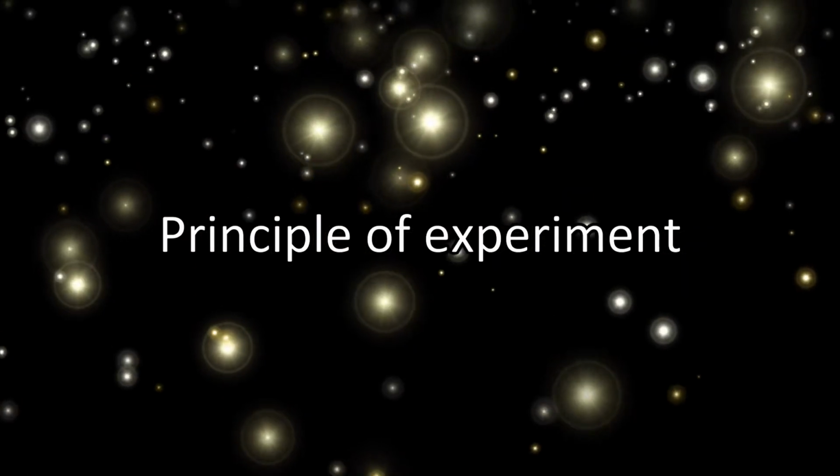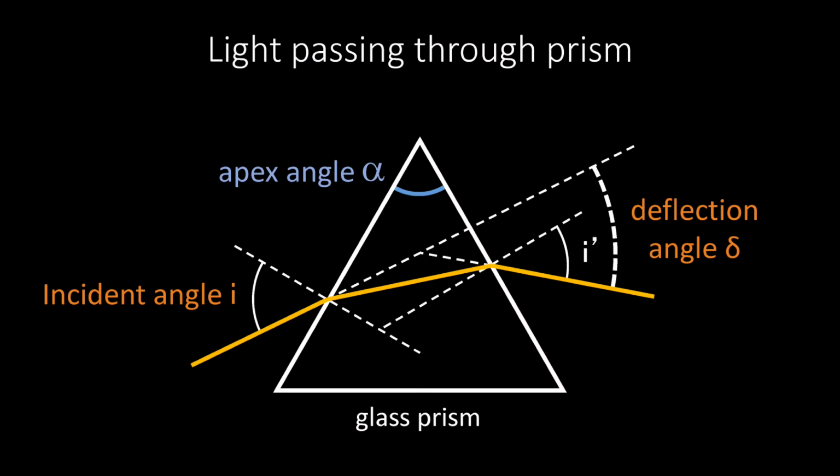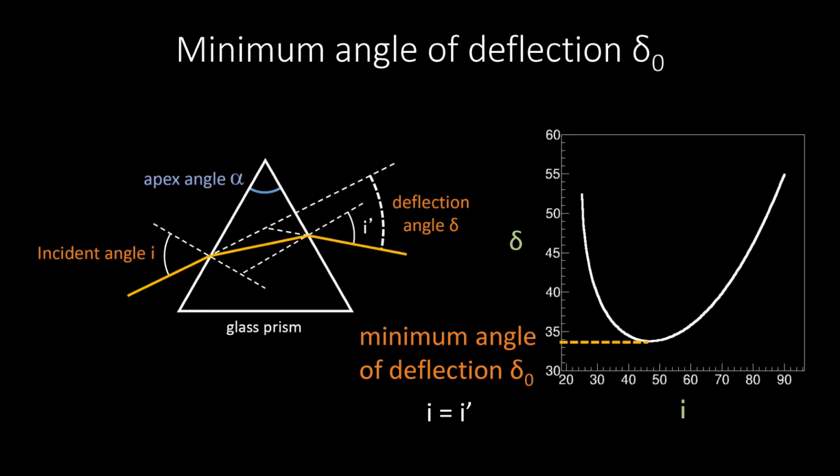First, let me explain the principle of the measurement. When a monochromatic light beam enters a prism, it looks like this. The angle, delta, between the incident ray and the transmitted ray is called the deflection angle, and it depends only on the incident angle, I. When the incident angle, I, is changed, the deflection angle, delta, is minimized at a certain incident angle.